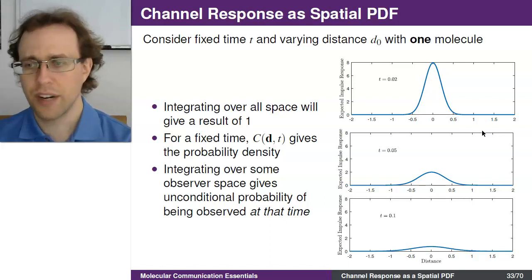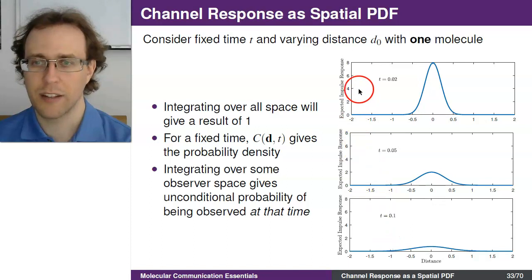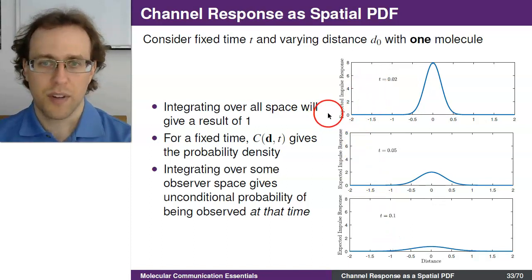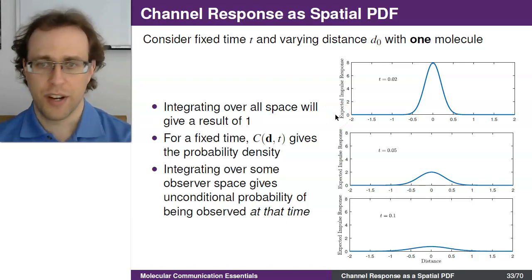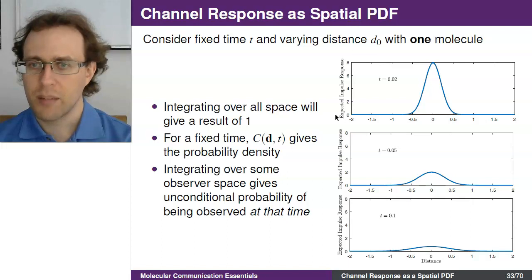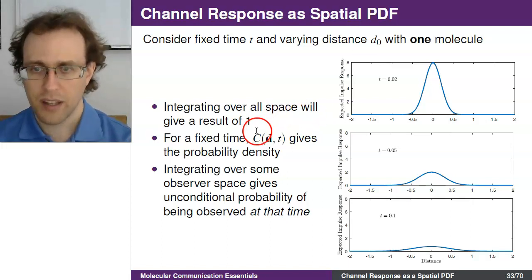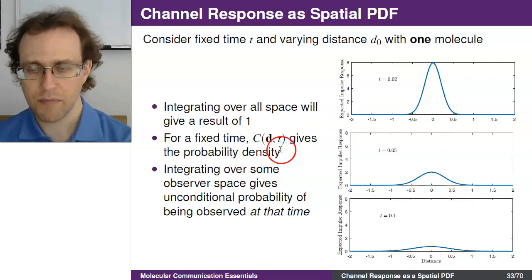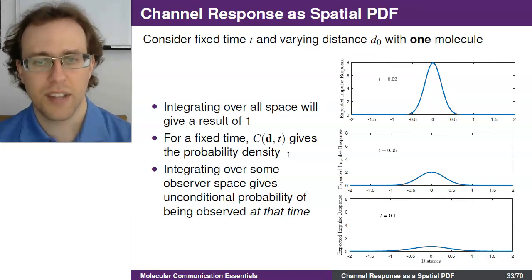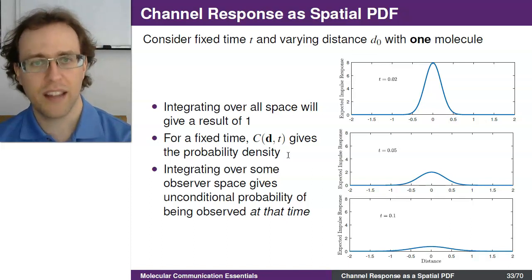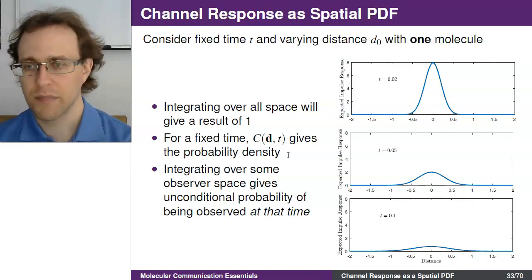More interesting, if we were to integrate any of these results, that might be a bit hard to appreciate from looking at just the 3 of these, since they're all plotted on the same scale. But integrating these curves over all space will give a value of 1, or less than 1 if you also introduce a degradation factor. The most important thing, though, is that for a fixed time, this point-to-point concentration actually gives us the probability density. And this is quite useful. So we can integrate over some observer space to give us the unconditional probability of being observed at that time. And that's incredibly useful.